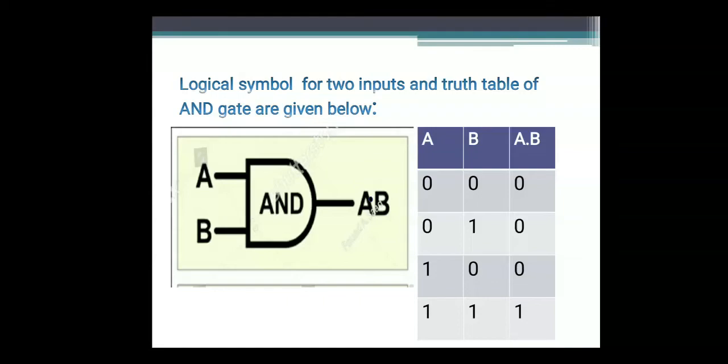We can see in the truth table, when A and B are 0, then A dot B will be 0. When A is 0, B is 1, then A dot B will be 0. A is 1, B is 0, then A dot B will again be 0. When A and B are both 1, only then A dot B will be 1. This is about the AND gate.